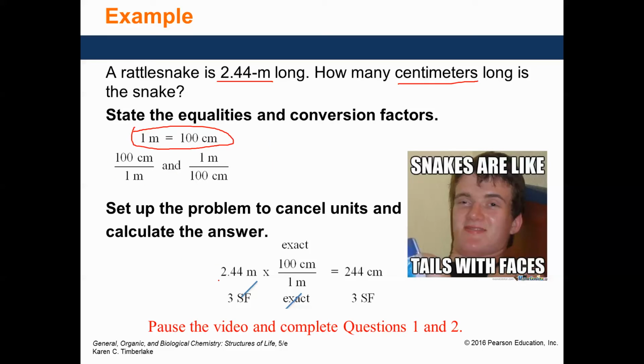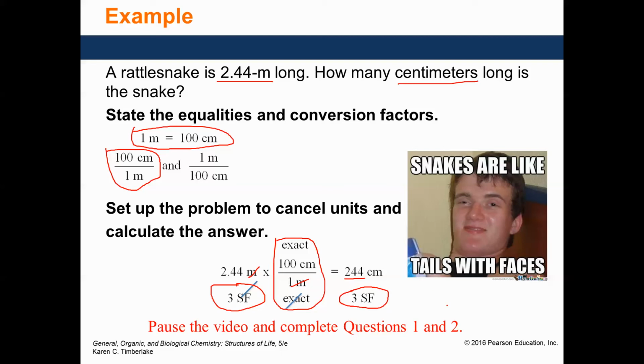So we start out with our 2.44 meters, and we're going to pick the conversion factor on the left now, because that puts the meters in the denominator, and that's the unit we're trying to cancel. So these meters cancel out those meters. If we put this in our calculator, 2.44 times 100 divided by 1 gives us 244 centimeters. This conversion is exact because it's the same measurement system, but this starting quantity is only known to 3 sig figs, and therefore our answer can only be known to 3 sig figs.